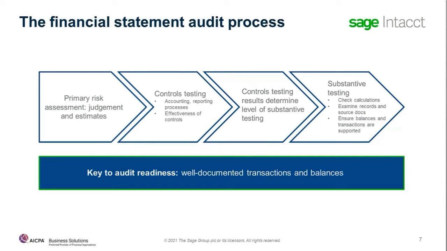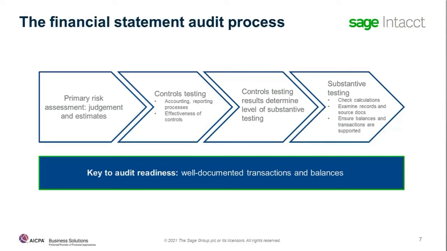So typically, an auditor would assess your company's control environment for risk. And then based on the results of controls testing, the auditor will perform some amount of substantive testing. And that kind of testing would involve checking calculations, examining records, examining source documents that support the balances in transactions, confirming balances with third parties and transactions where applicable, and maybe even physically observing assets as well.